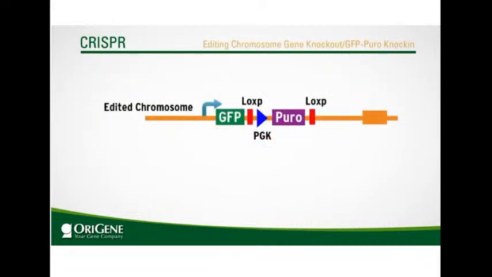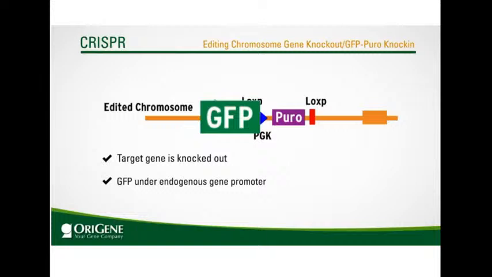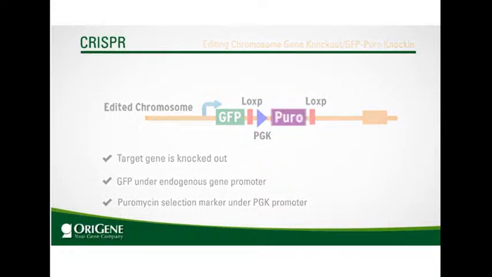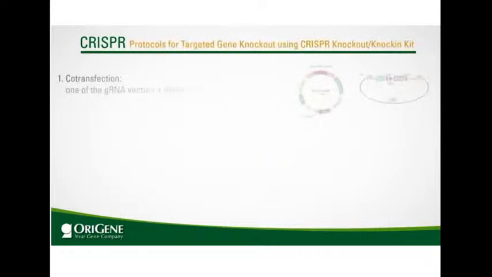In the end, 3 events are achieved. 1. The target gene is knocked out through gene disruption. 2. GFP will be driven by the endogenous gene promoter, providing added information of promoter strength. And 3. The puromycin marker under the PGK promoter is integrated into the genome, enabling the selection of successfully edited cells. The protocol starts with co-transfection.